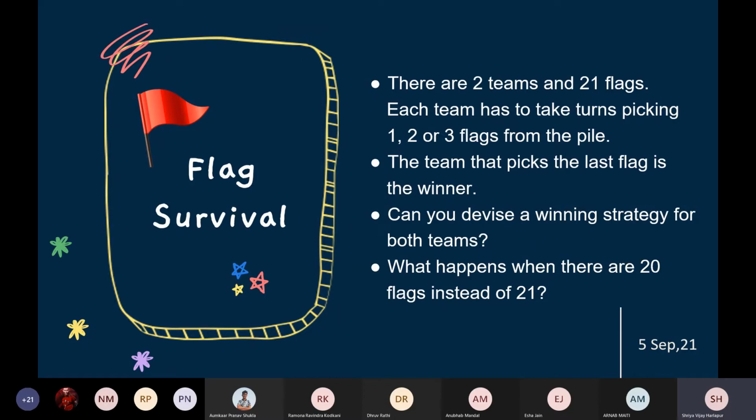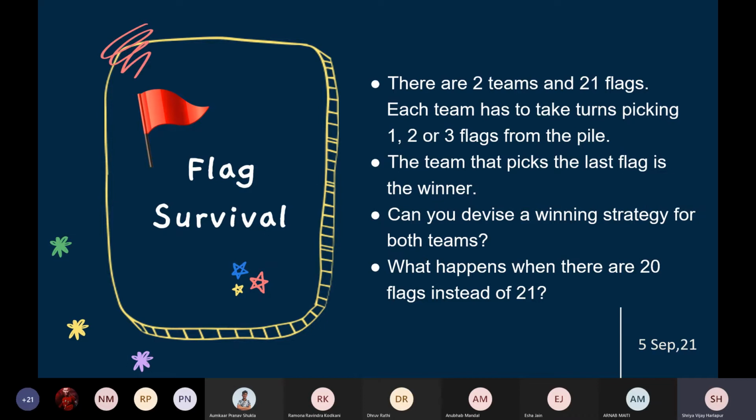If team A hasn't thought of this strategy, then maybe team B can somehow make sure that they get to a multiple of 4 somewhere in the game and they can take the game, of course. But a definite winning strategy only exists for team A in the case that there are 21 flags.